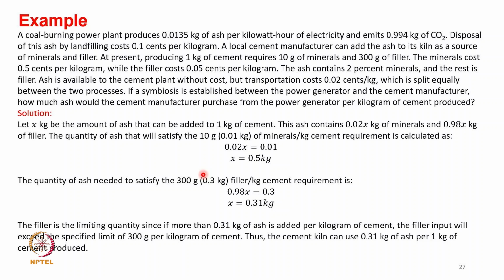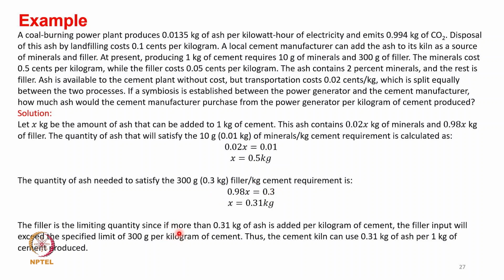And now the quantity of the ash that is needed to satisfy 300 gram of the filler would be 0.98 times x equal to 300 gram, which is 0.3 kilogram, so x would be 0.31 kilogram.